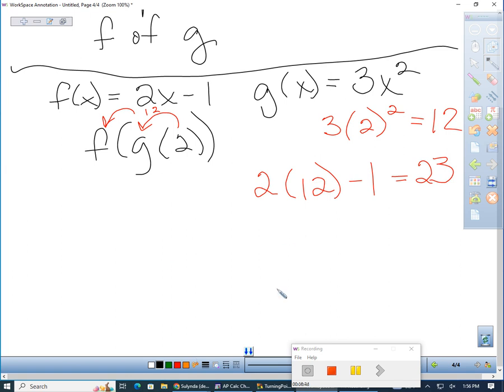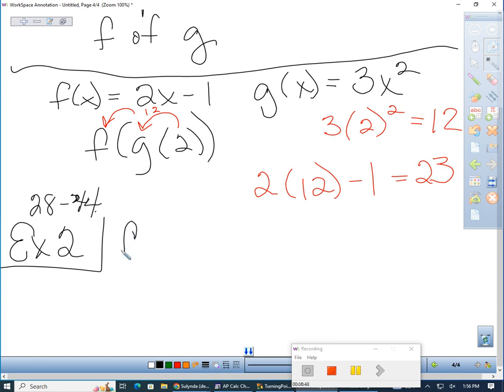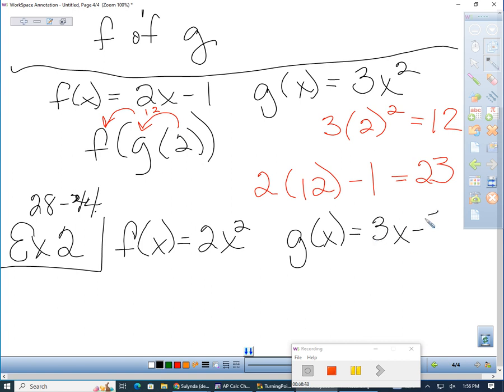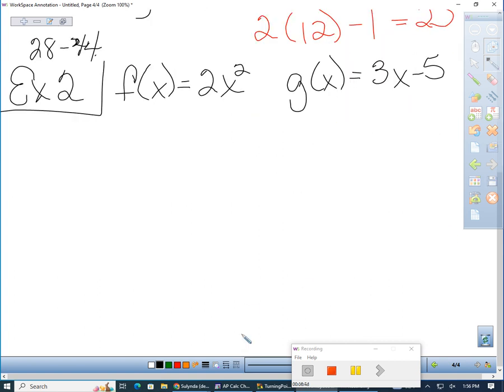So we're going to try a couple of them. So this is actually example number 2. And this is what we are doing for the rest of it, 28 through 44. So I'm going to tell you f of x equals 2x squared. Let's go with g of x equals 3x minus 5. Move this up so everybody can see. We're going to start with doing f of g of 3.